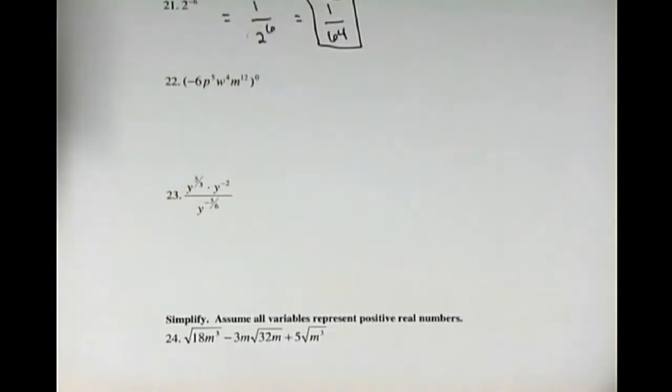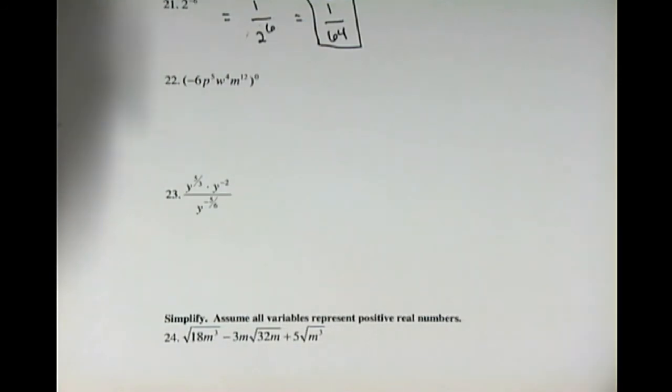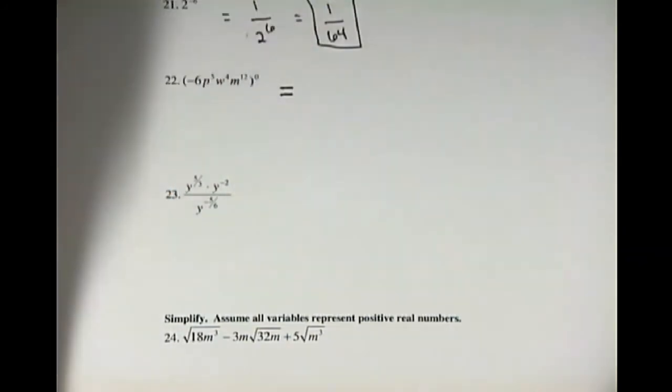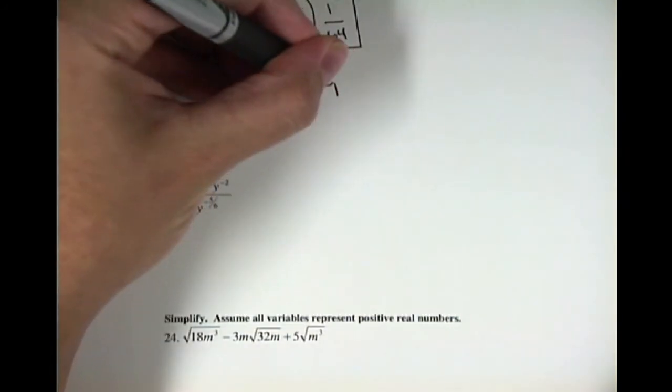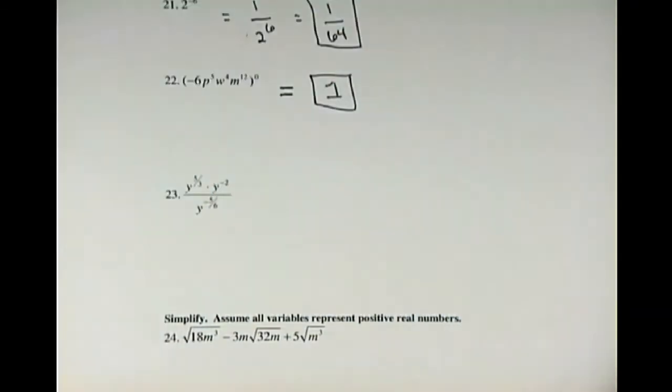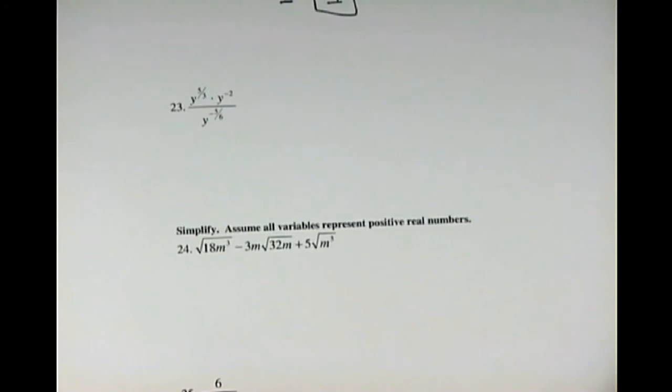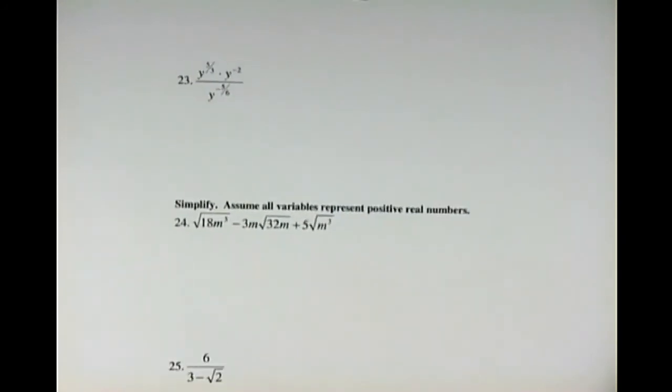Now any other power, I would go and distribute this because it's all multiplication within the parentheses, so you would distribute your exponent, and when you distribute exponents you multiply. However, since the whole thing is to the 0 power, and there is a property associated with 0 power, and that property is anything to the 0 power is always 1. So you're done.